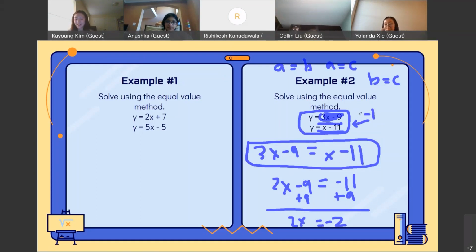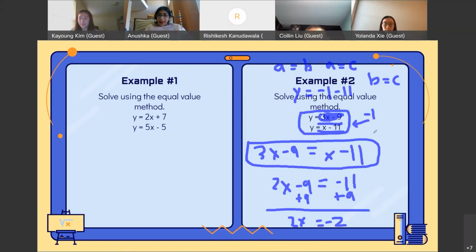So let's put negative 1 into x. So y equals negative 1 minus 11. So what is y? Negative 12. Yeah, it's negative 12. So your answer would be negative 1, comma, negative 12.